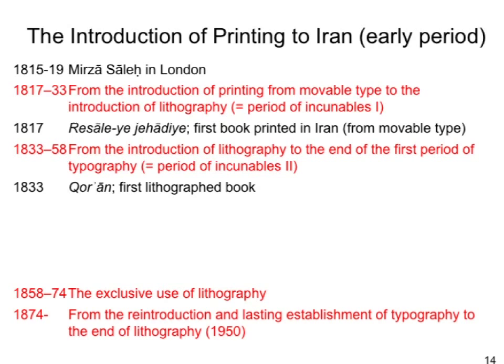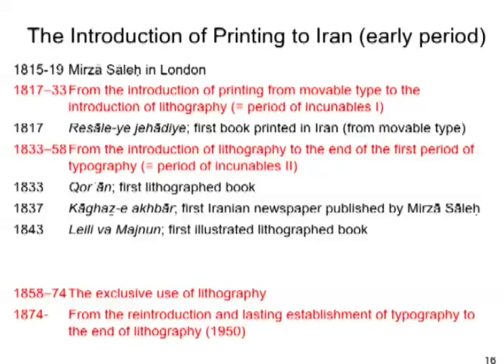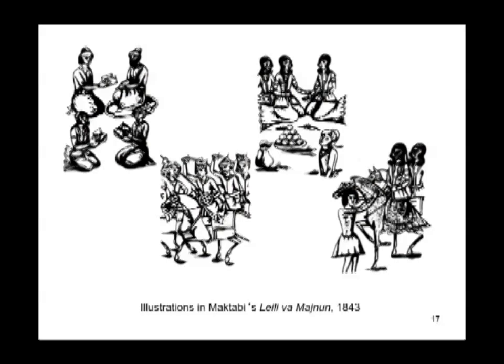The second phase of printing in Iran is ushered in with the publication of the first lithograph book, a Quran published in 1833. This Quran had for a long time only been known from citations in secondary literature, and a single copy has only recently come to light and is now preserved in the Parliament Library in Tehran. So this is extremely rare. The second phase of the early history of printing in Iran includes a number of important events in the history of printing, such as the publication of the first Persian language newspaper, the Kaghaz-e-Akhbar, published by Mirza Saleh. The first lithographed item containing illustrations is the 1843 edition of Maktabi's Leyli ve Majnun.